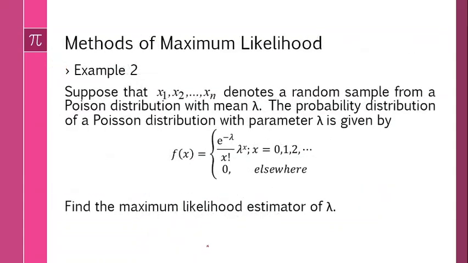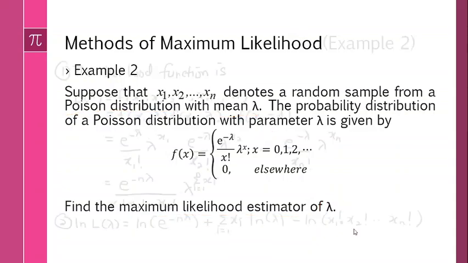Second example of the maximum likelihood method. Suppose that we have a sample from a Poisson distribution with mean lambda, and we know that the PDF for the Poisson distribution with parameter lambda is as follows. So this is a discrete function. We want to find the maximum likelihood estimator for lambda. Let's use the maximum likelihood method.